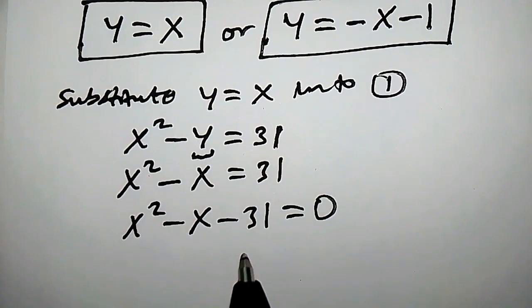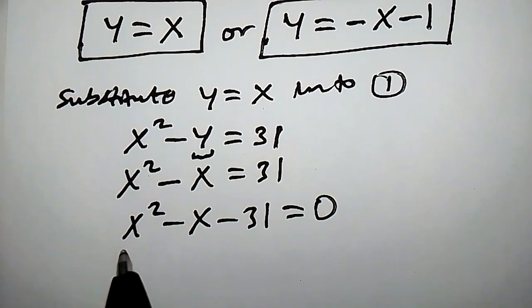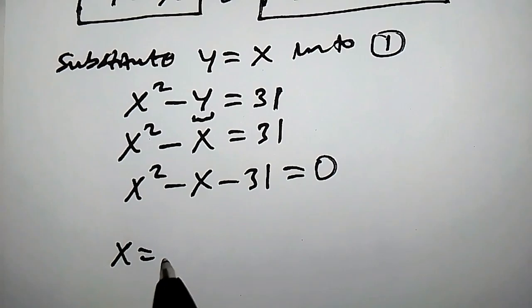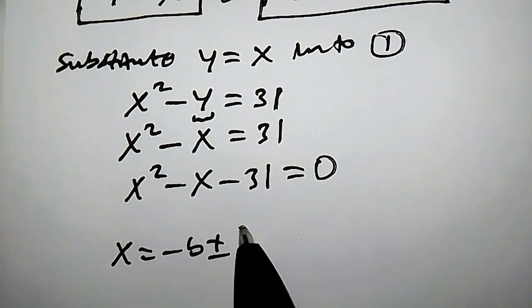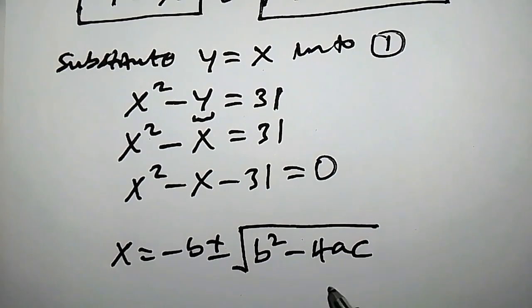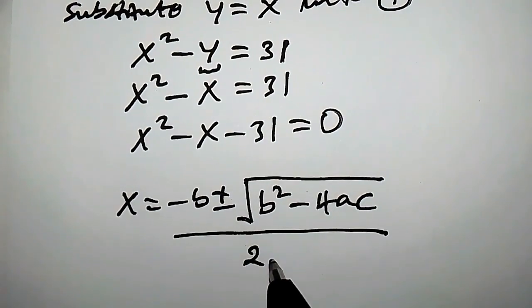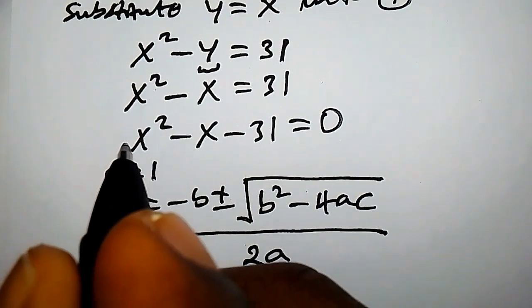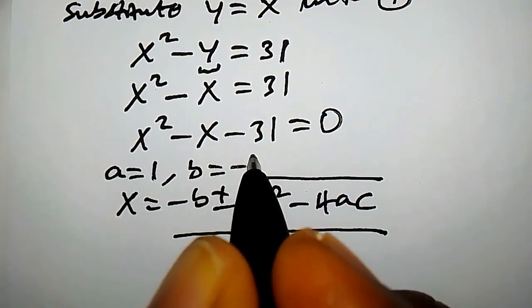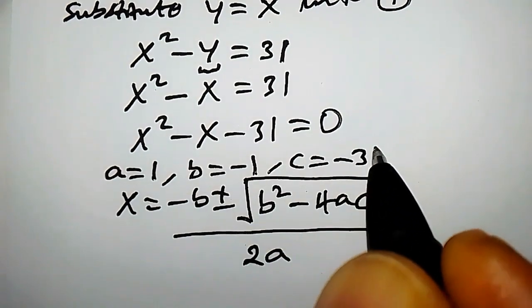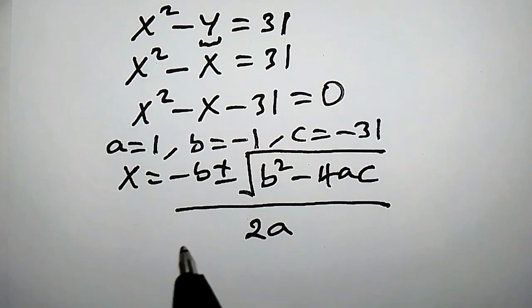This is a quadratic equation and we can solve it using the quadratic formula. The quadratic formula says x is equal to minus b plus or minus square root of b squared minus 4ac, divided by 2a. From this equation, a is equal to 1, the coefficient of x squared, b is equal to minus 1, the coefficient of x, and c is equal to minus 31. Let us now plug in these values into the right hand side.